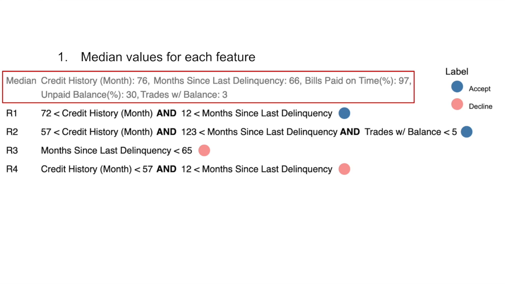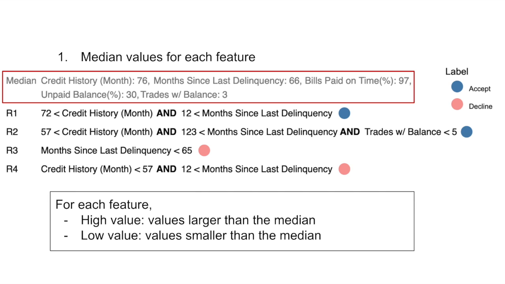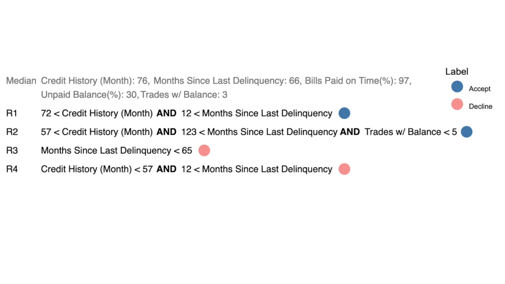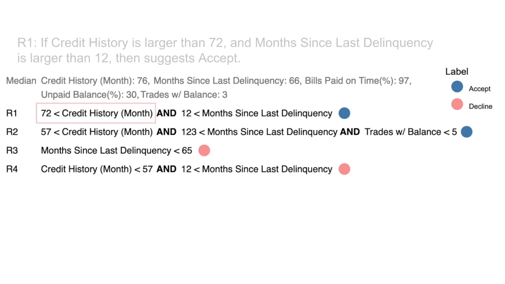If you are not familiar with median, don't worry, just think of it as a kind of average value. Generally, we think a feature value is high if it is larger than the median of this feature. And if a feature of an application has a value smaller than median, we think this application has a low value of this feature. In this diagram, we have four rules, R1, R2, R3, and R4. Each line is a rule. And when an application comes, if its credit card is larger than 72.